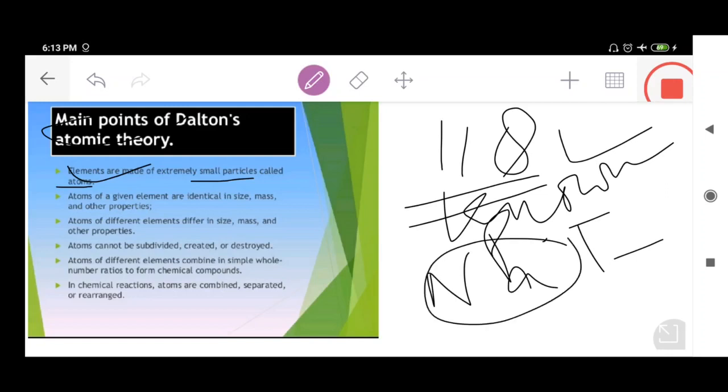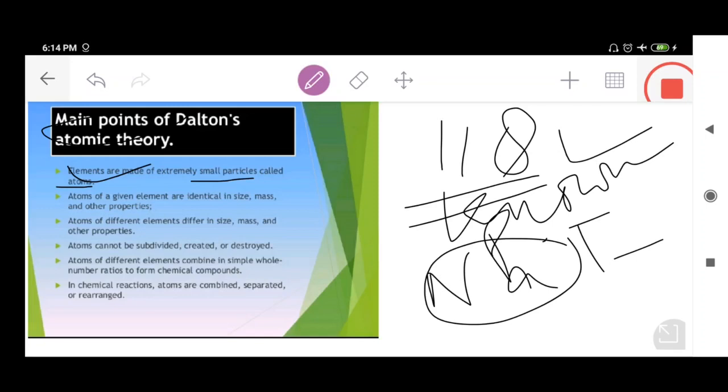We have discussed this thing. Let me recapitulate what this element is all about. This element is a substance made up of a single type of atoms. For example, this is sodium. This sodium is wholly or solely made up of atoms of sodium.